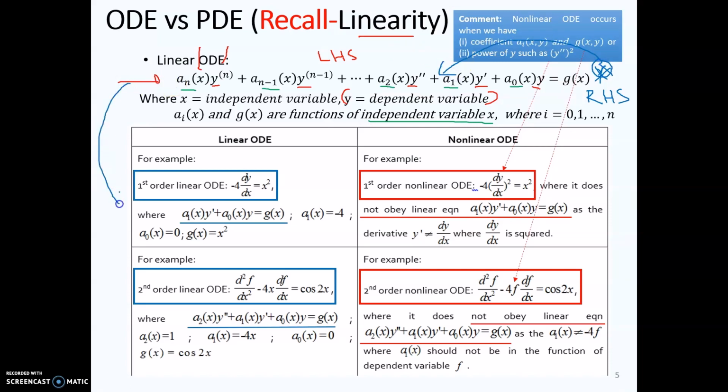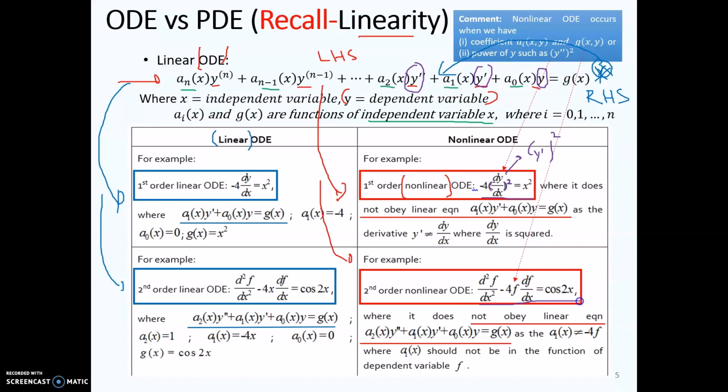If the ODE follows this format, like these two examples, then you will have a linear ODE. If it does not follow this format, then we have a nonlinear ODE. For example, in this case, you have the first order ODE, and this is known as nonlinear ODE because you have power of 2 here. For linear ODE, you have y, y prime, y double prime, and so on without any modification. So in this case, you modify the y prime to y prime squared. So this causes it to become nonlinear.